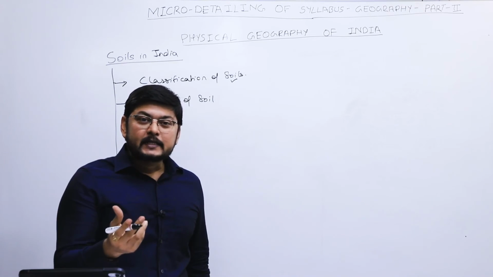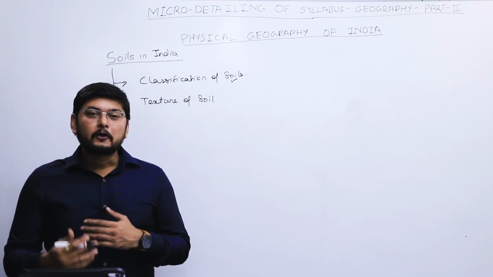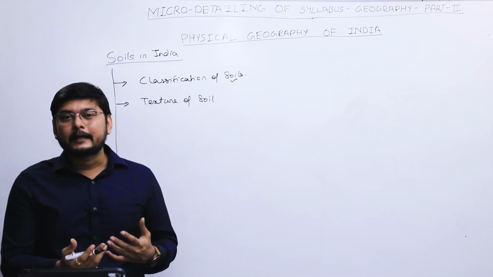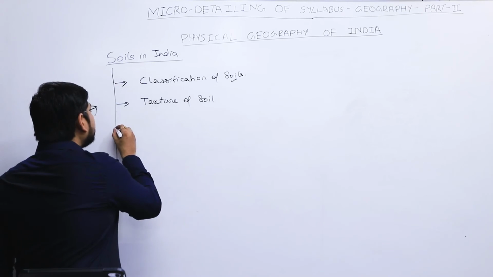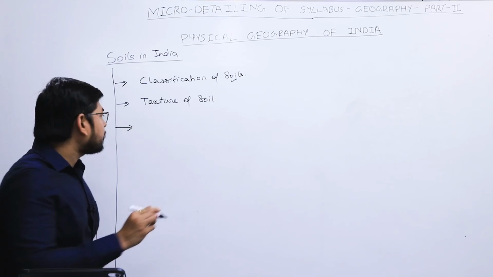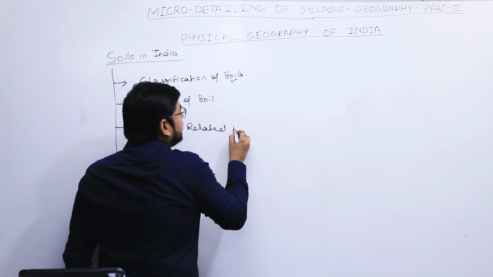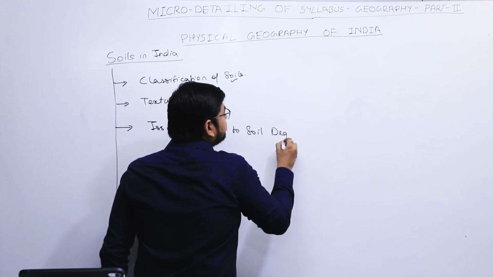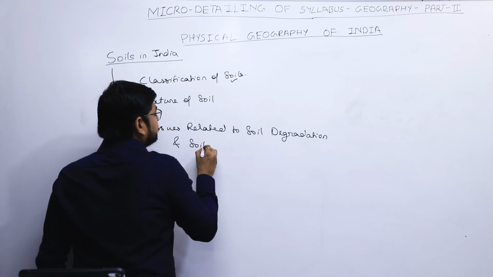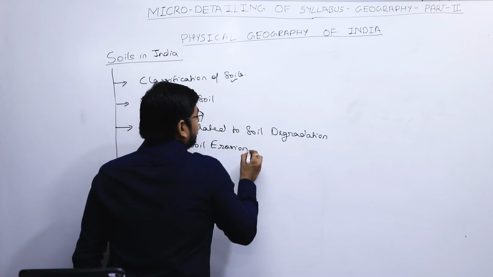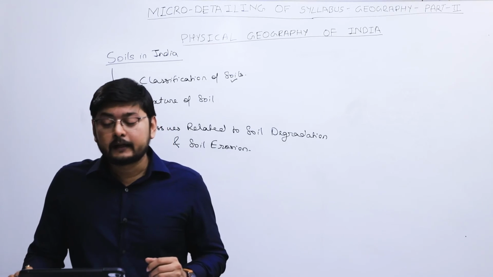Then, this soil in the contemporary time is getting degraded because of the various economic activities and also the agricultural activities by human beings. The soil is also degraded by natural causes. Therefore, we'll be studying the issues related to soil degradation and soil erosion. How the soil is getting eroded and degraded in the contemporary time.